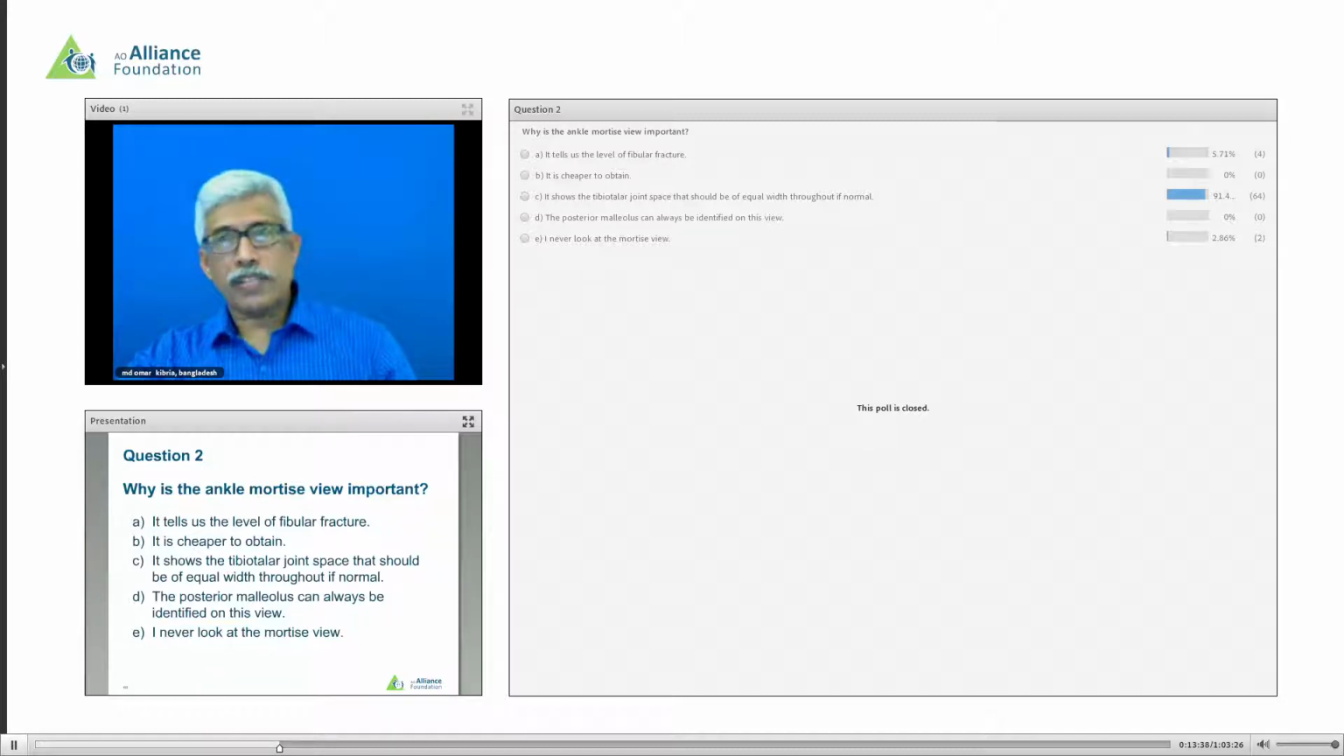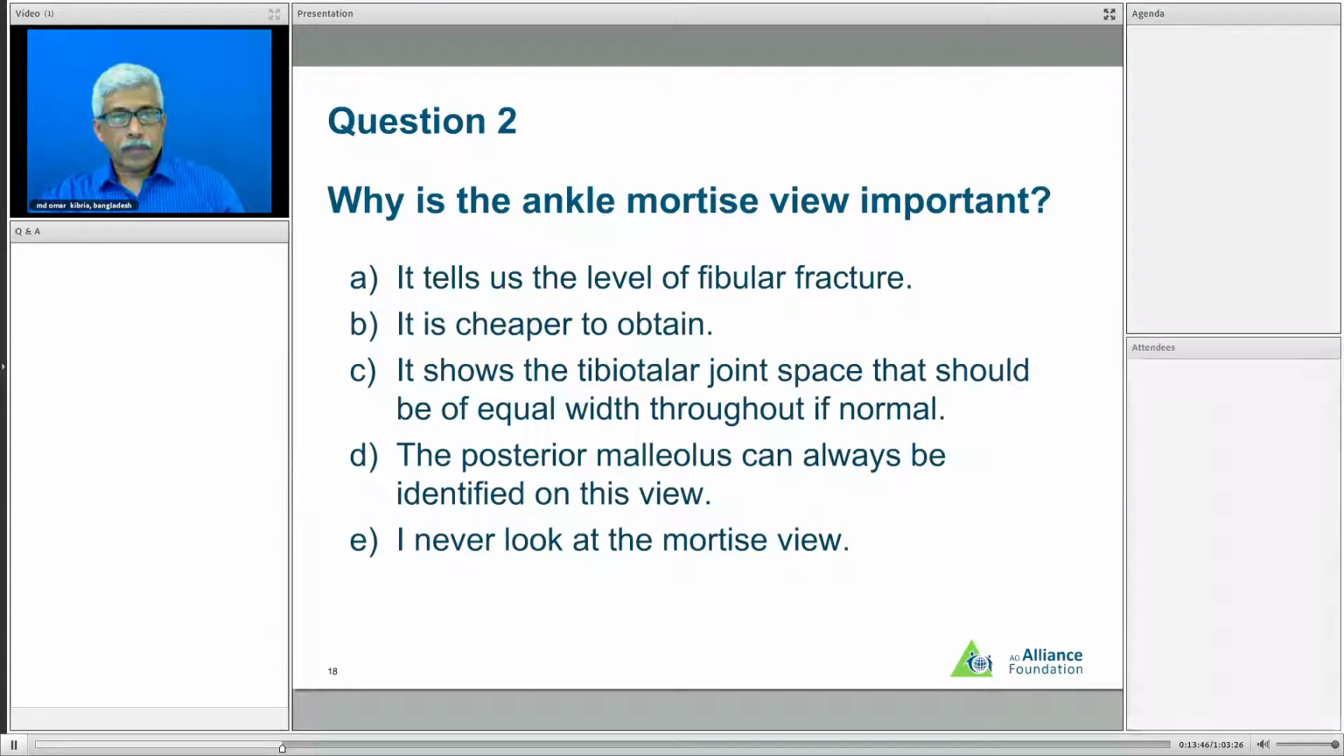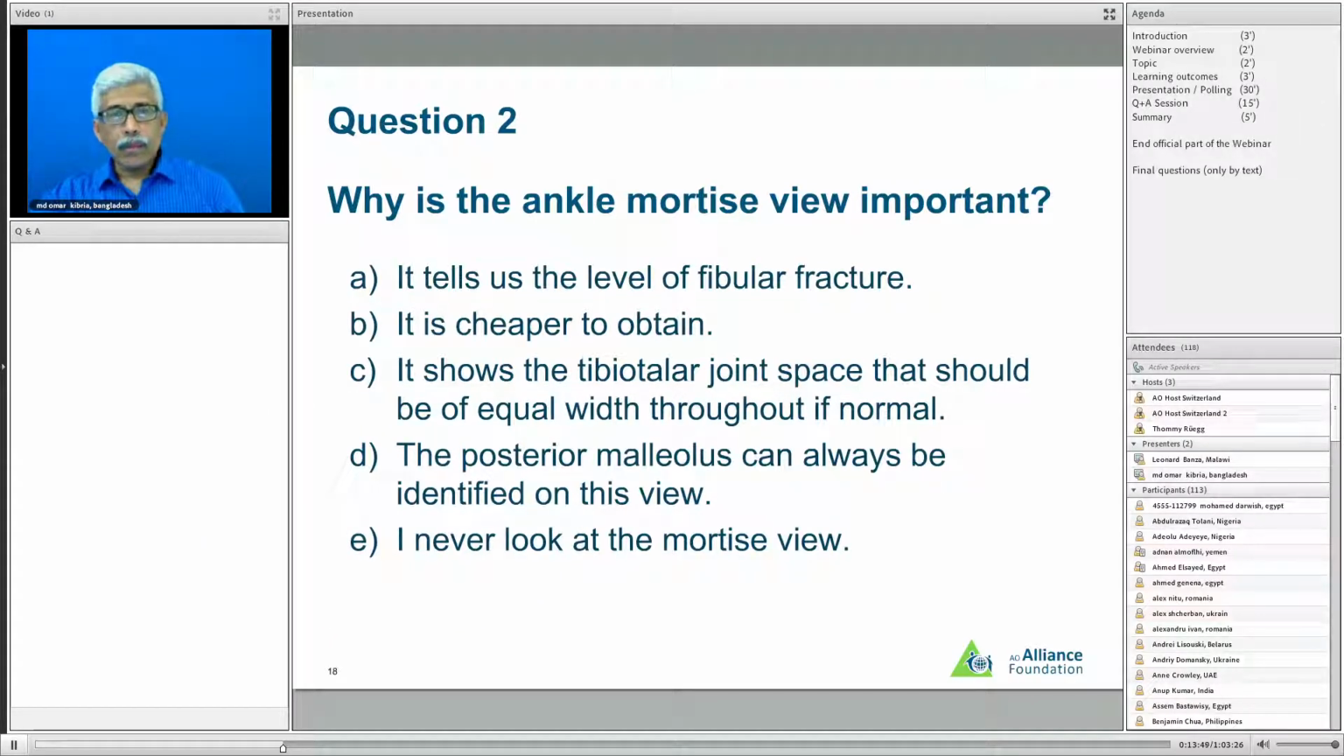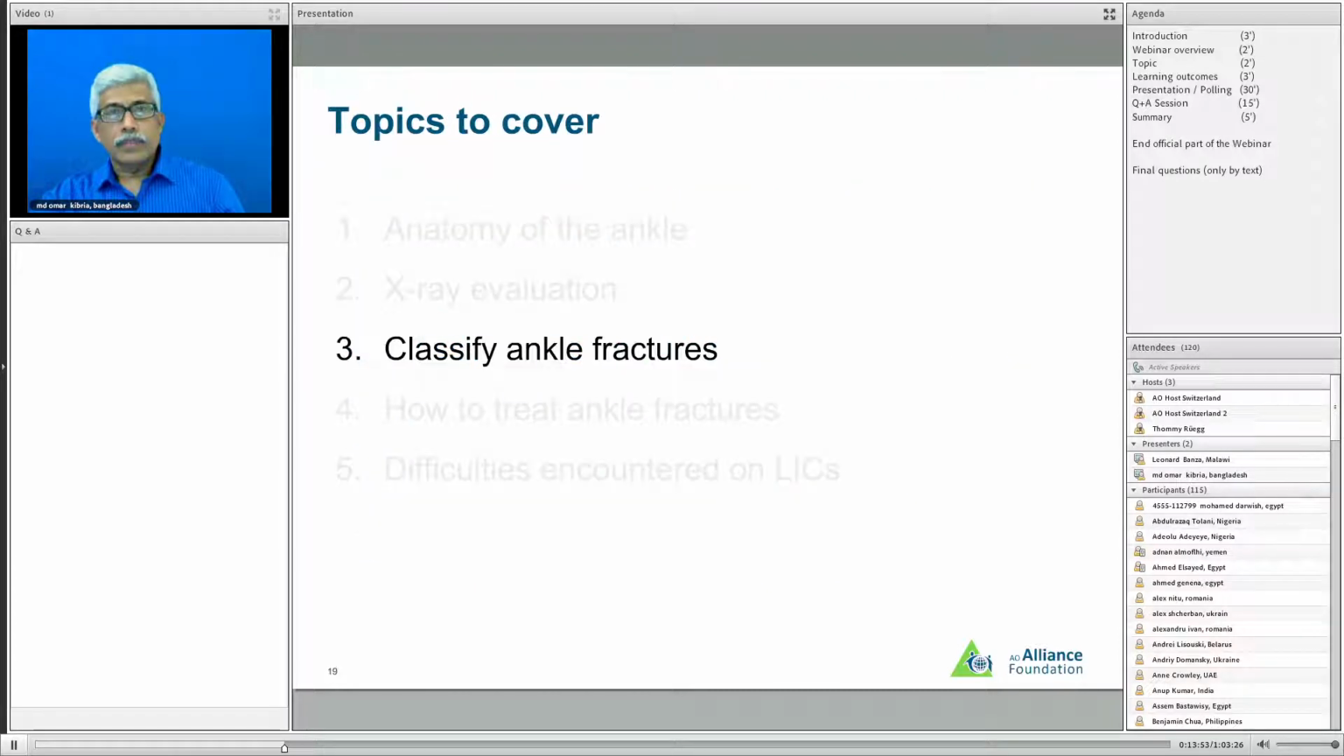It's really interesting that more than 90% have answered the correct one, that you look at the tibio-talar joint space. Anyway, now you know why this tibio-talar space is so important.